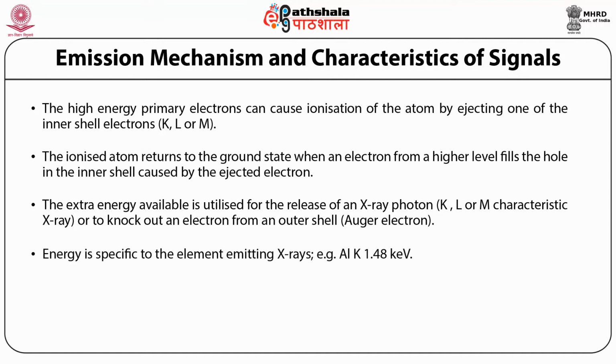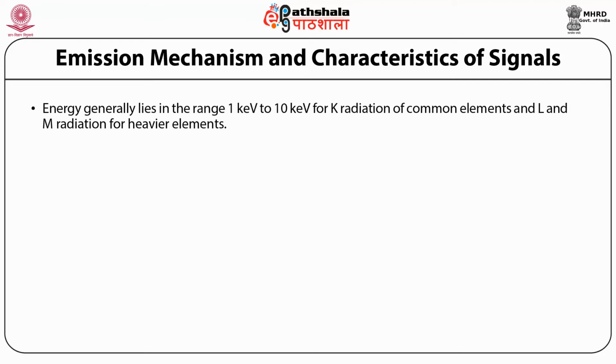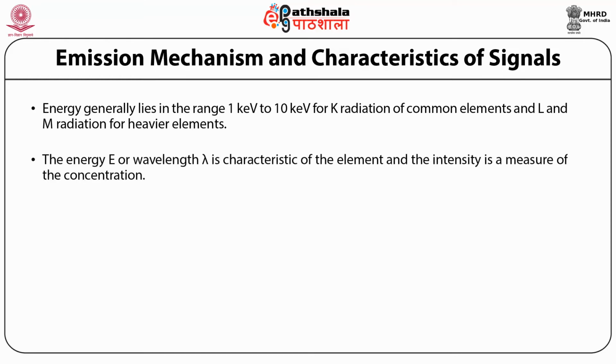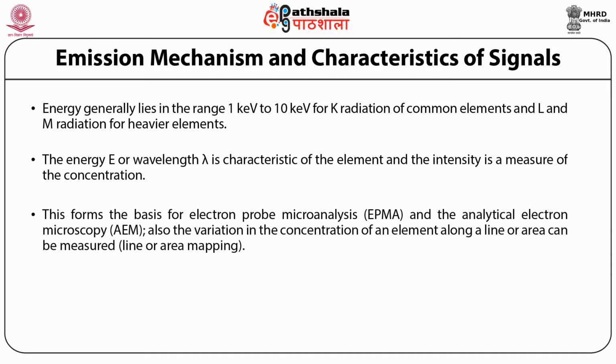Energy is specific to the element emitting X-rays. For example, aluminium K is 1.48 keV. Energy generally lies in the range 1 keV to 10 keV for K radiation of common elements and L and M radiation for heavier elements. The energy E or wavelength lambda is characteristic of the element and the intensity is a measure of the concentration. This forms the basis for electron probe microanalysis (EPMA) and analytical electron microscopy, that is AEM.